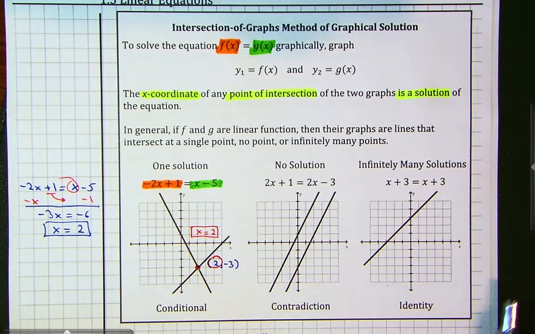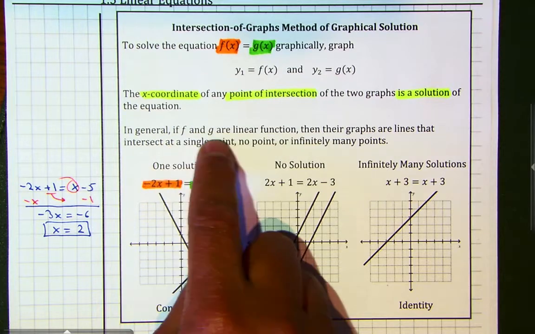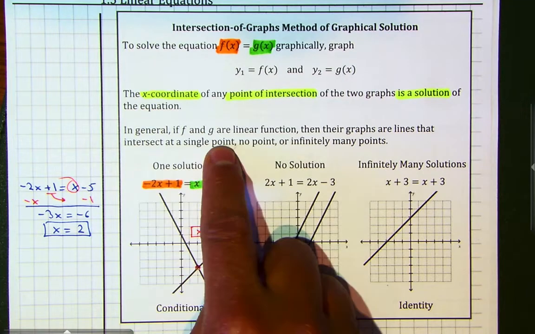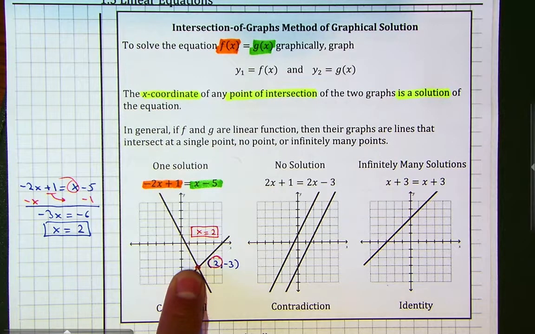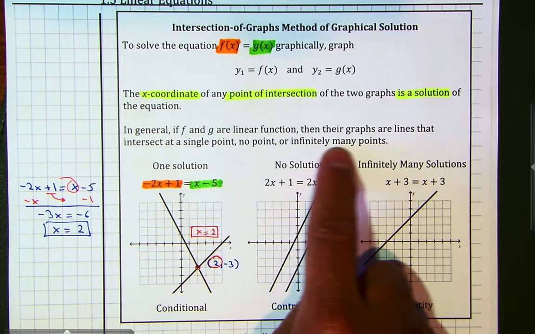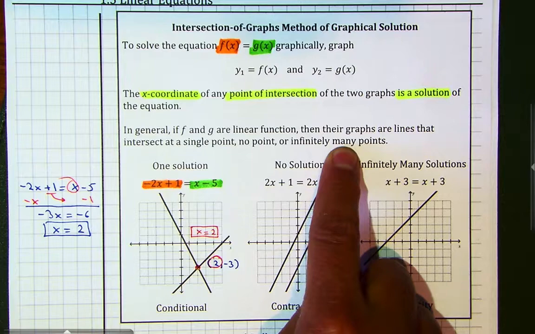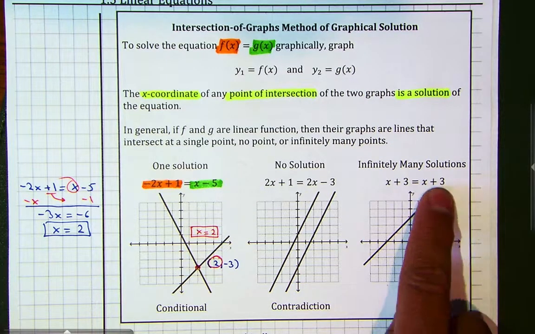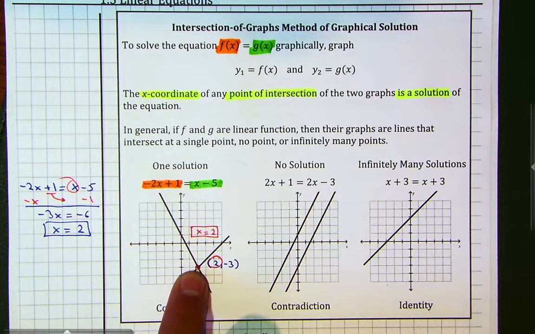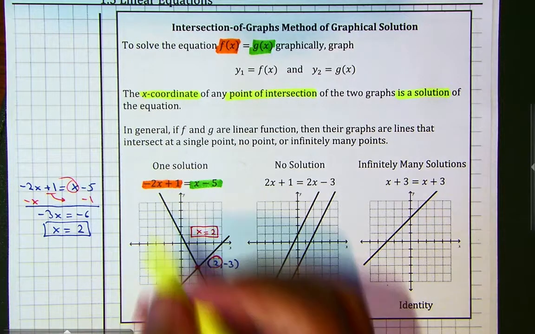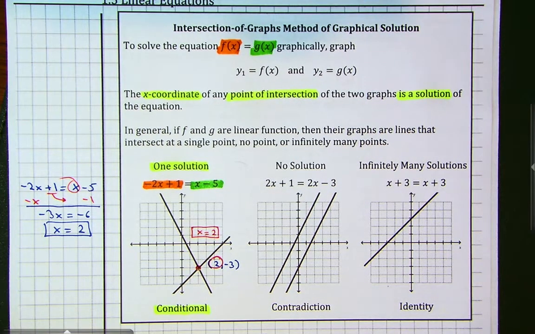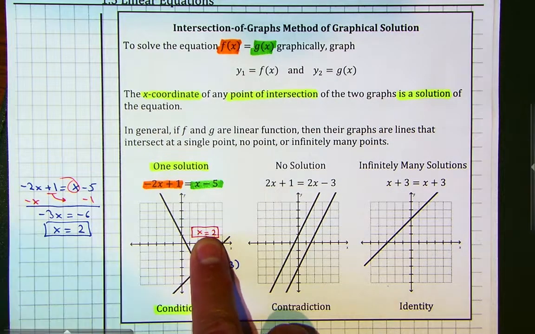Now, in general, if f and g are linear functions, then the graphs are lines that intersect at a single point, such as this equation. Or no point, there is no solution, or infinitely many points, and that's whenever you have the same equation. So if it has one point of intersection, it has one solution, and we say that it's going to be conditional. Your solution is conditional to x being 2.